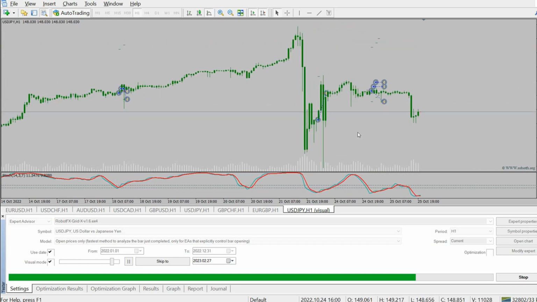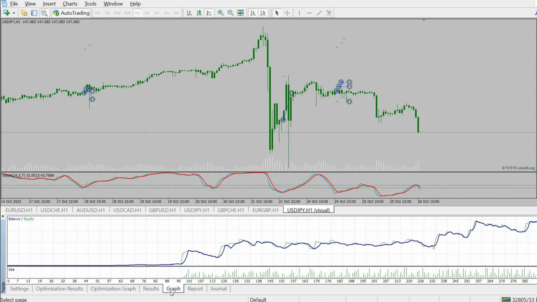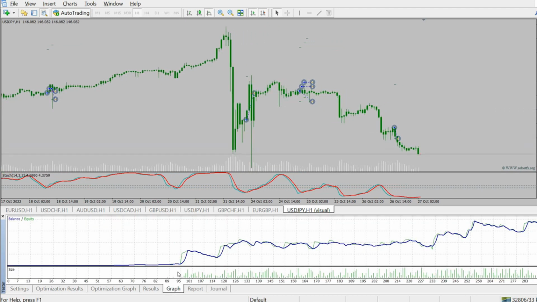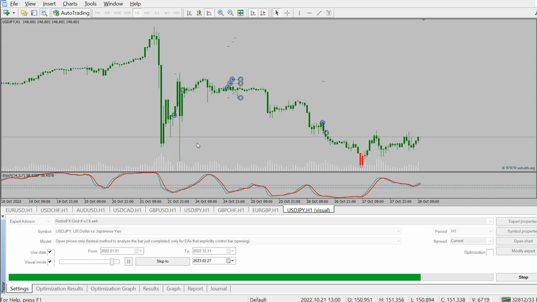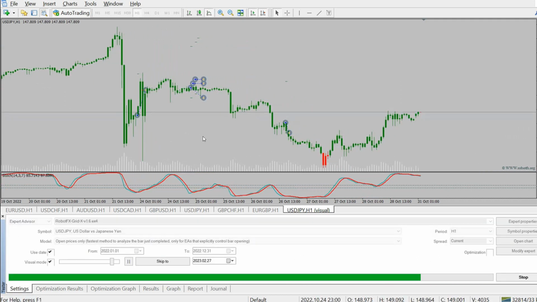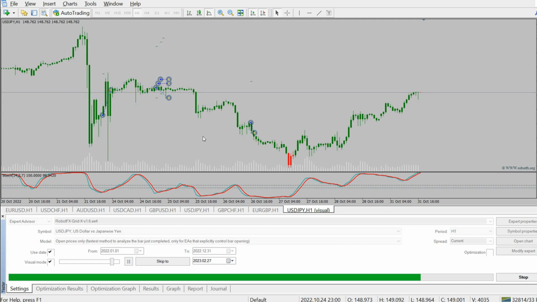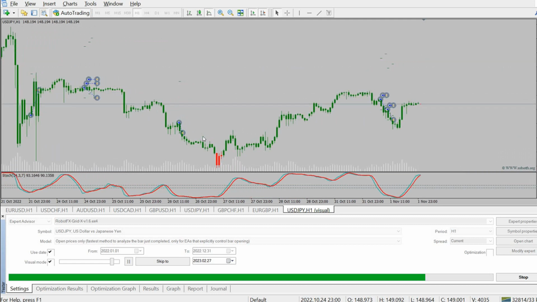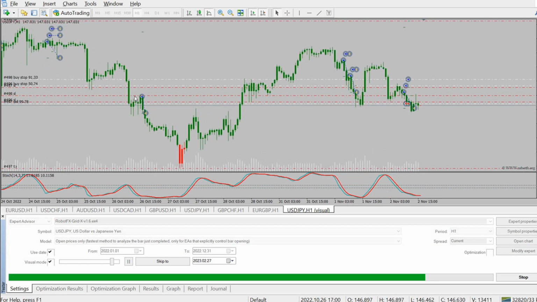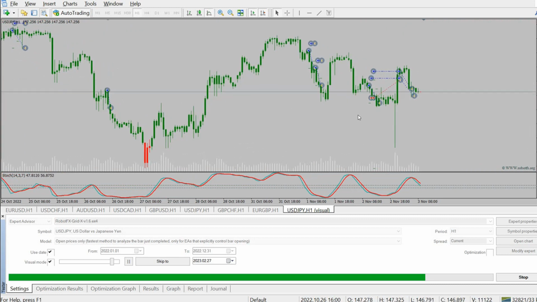Right now we have so much equity, so much profit accumulated that it will reach the broker limit, so the expert advisor is not even able to place the hedging grid anymore. As you can see here, it was able to place only one trade.